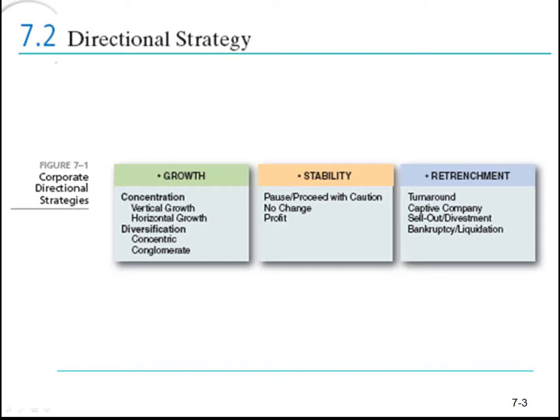If you look inside each of these boxes, you can see various strategies that fit within an overall category. So the growth category is focused on growing the business, growing its revenue, trying to bring in more customers, trying to sell more products. It's focused on growth. Stability is focused more so on keeping the company stable, keeping the status quo going, whatever that may be. If the company is growing at a 5% rate, it's focused on keeping that 5% rate of growth there.